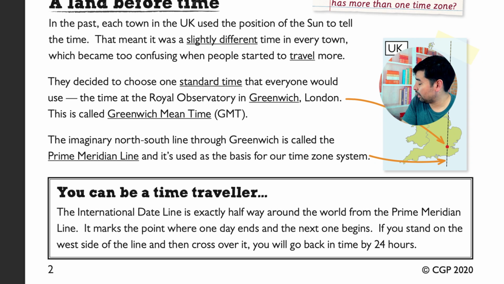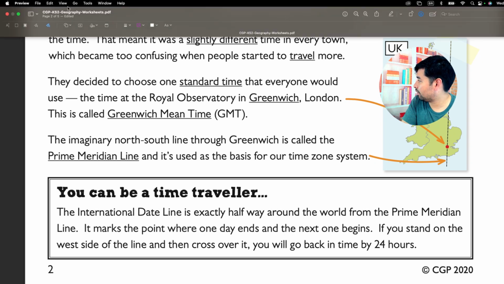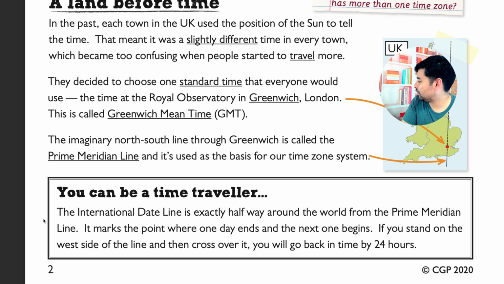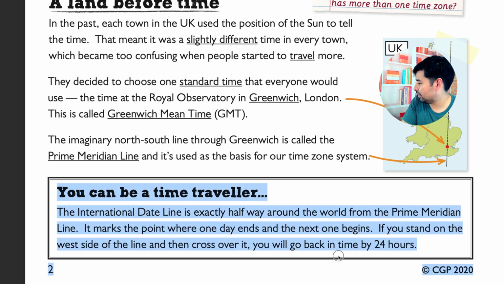Again, this is the area where I want you guys to analyze. Let me highlight this. Follow me again. The international date line is exactly halfway around the world from the prime meridian line, which marks the point where one day ends and the next one begins. So if you stand on the west side of the line and then cross over it, you will go back in time by 24 hours.